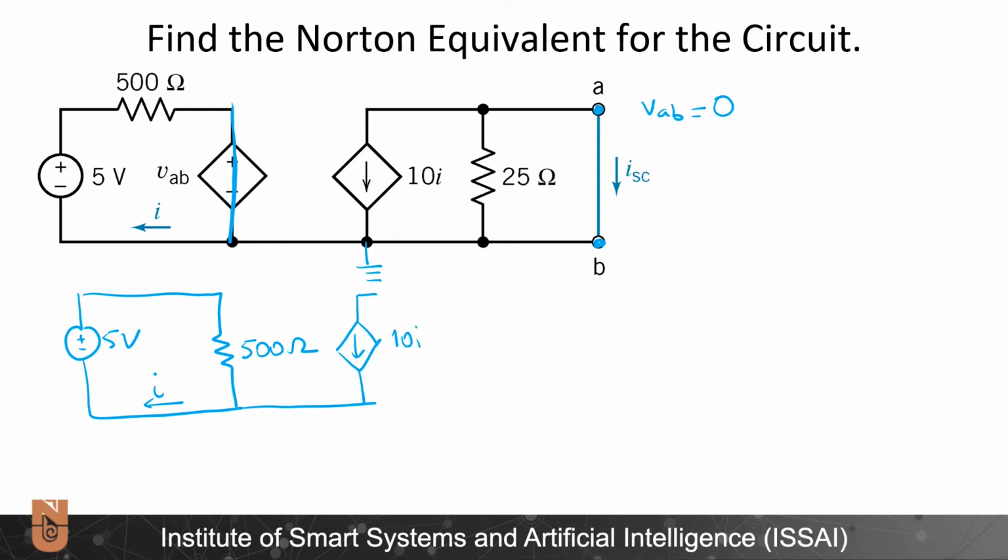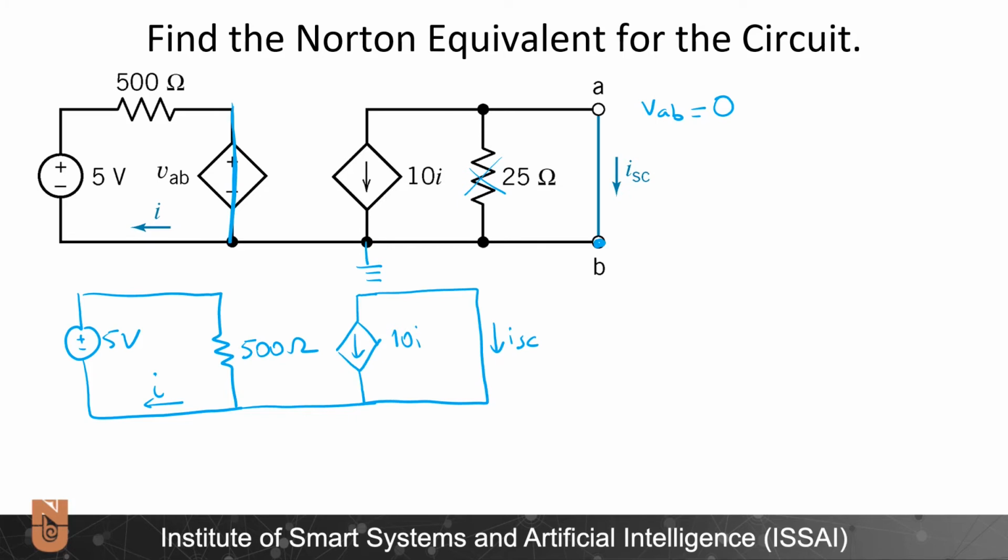And no current will ever pass over this 25 ohm resistor because all of that will flow through the short-circuited A and B nodes. So I short circuit is flowing this way.